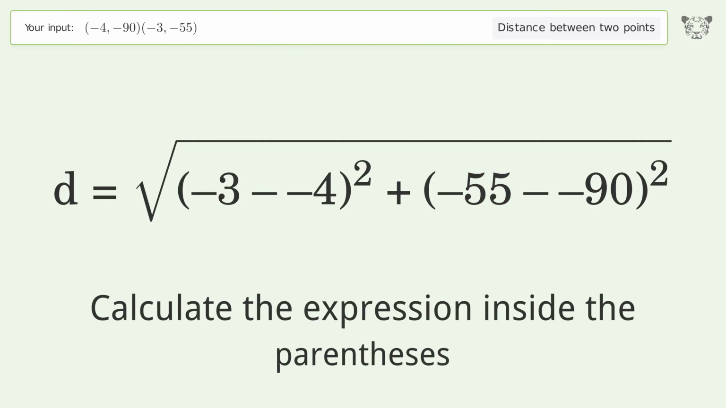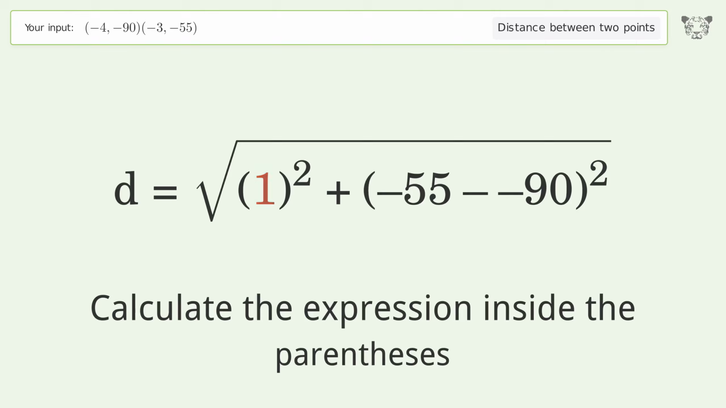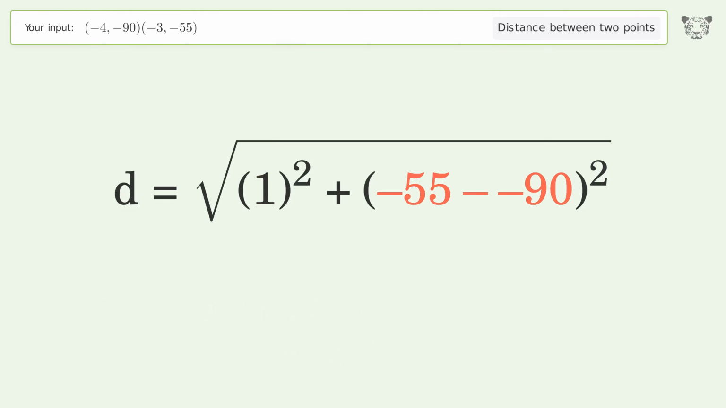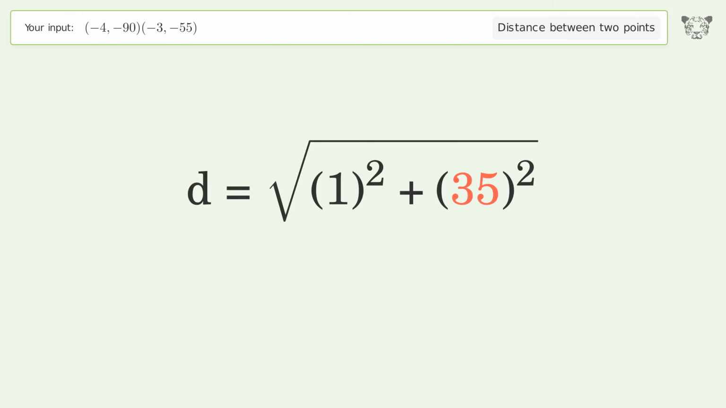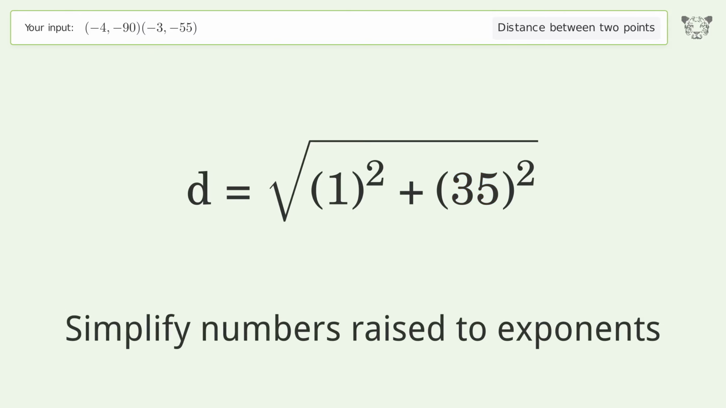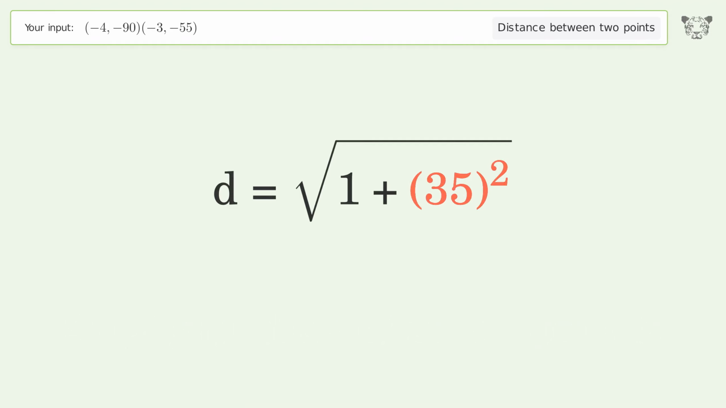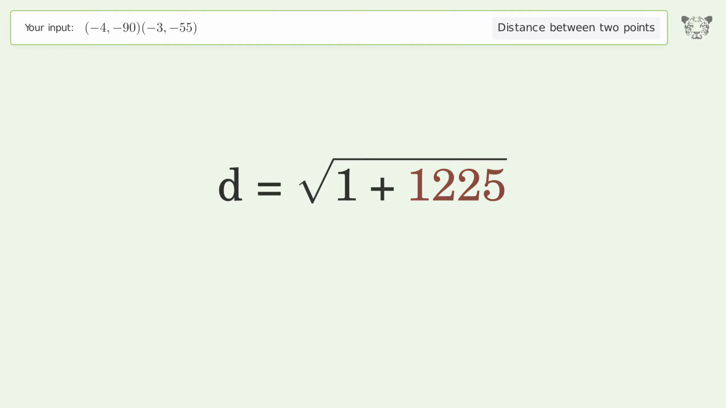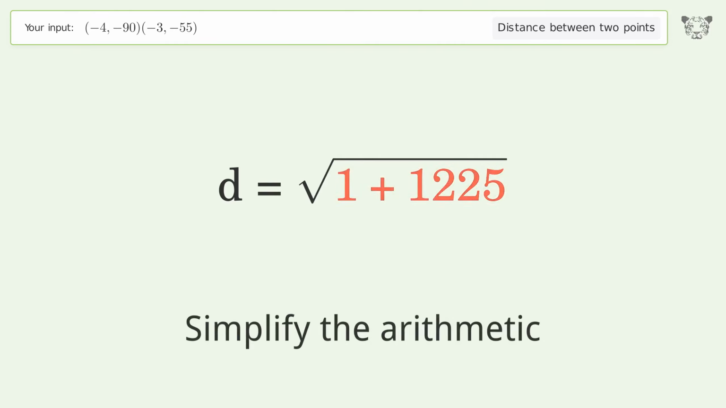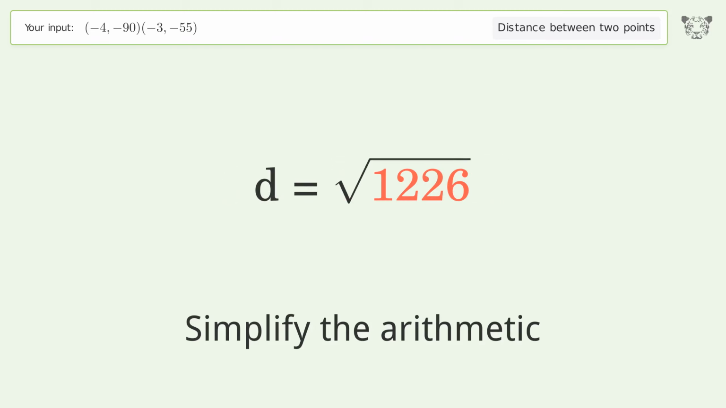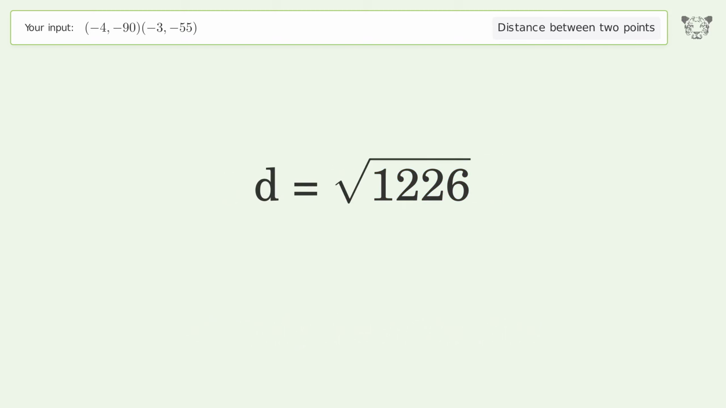Calculate the expression inside the parentheses. Simplify numbers raised to exponents. Simplify the arithmetic. And so the distance between the 2 points is the square root of 1,226, or 35.014.